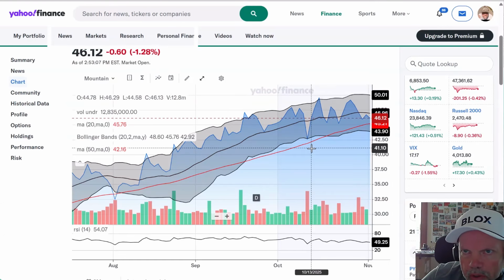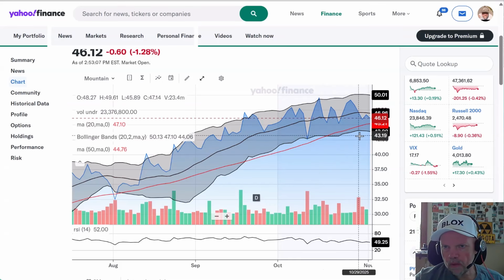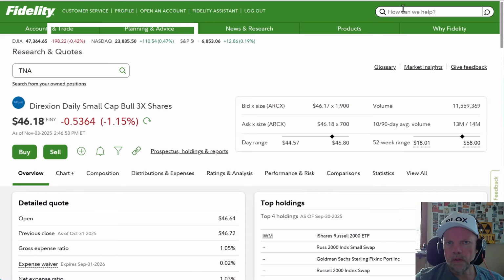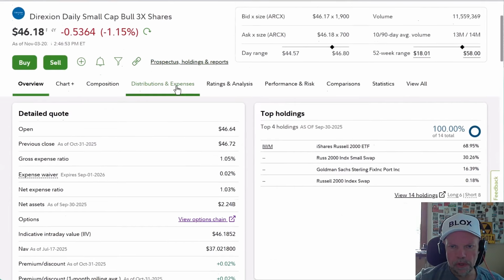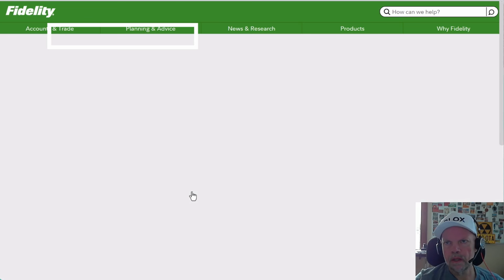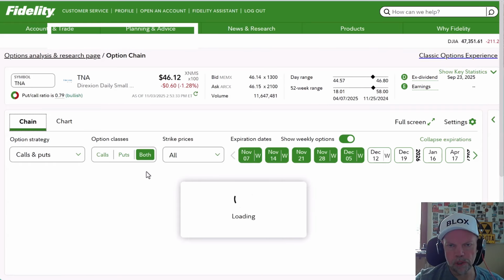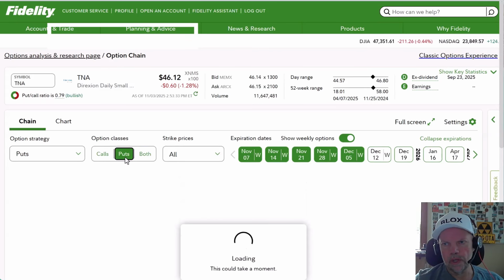So anyhow, I'm going to go look at the option chains and see what we have going on here. I'm losing my voice a little bit. But let's go ahead and open up Fidelity here. I already came up here, typed in TNA, and this pops up. What I want to do is scroll down here to view option chain. I'll click on that. This pops up. And I'm interested in puts. So I'm going to click on puts right here as soon as this loads up.